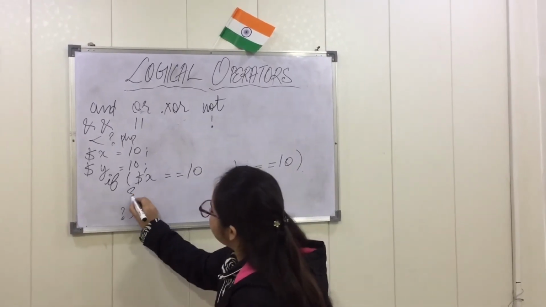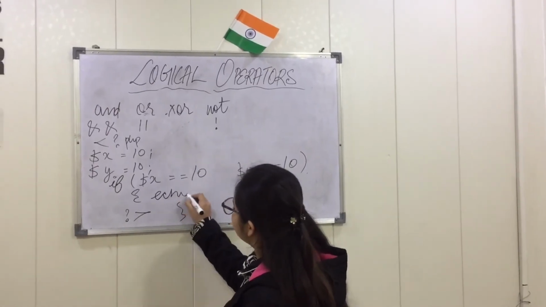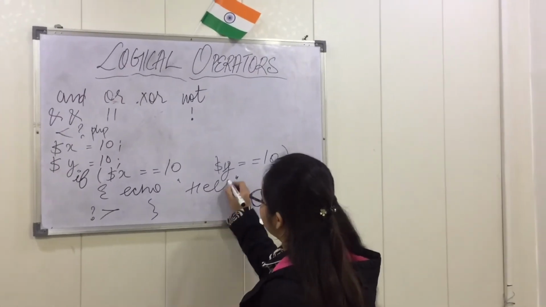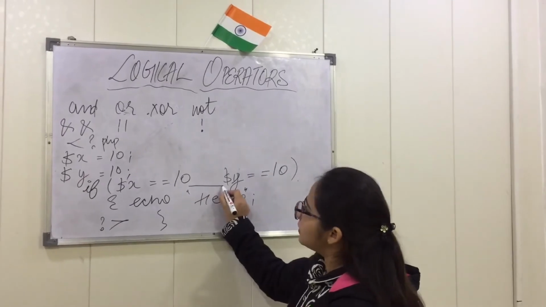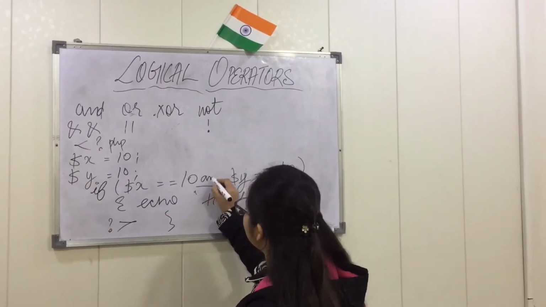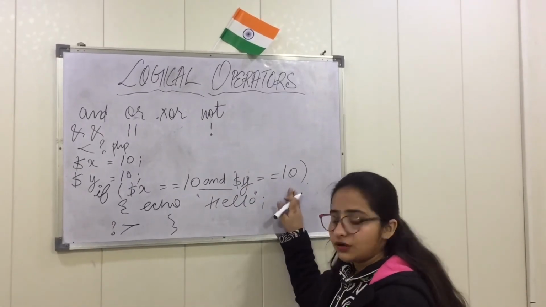After that I will start the curly braces. In between this I am writing the echo function. Suppose I am giving the value hello and then a semicolon. In between this, here we will write the logical operator. Suppose I am talking about my AND operator, which states that both of the conditions must be true.